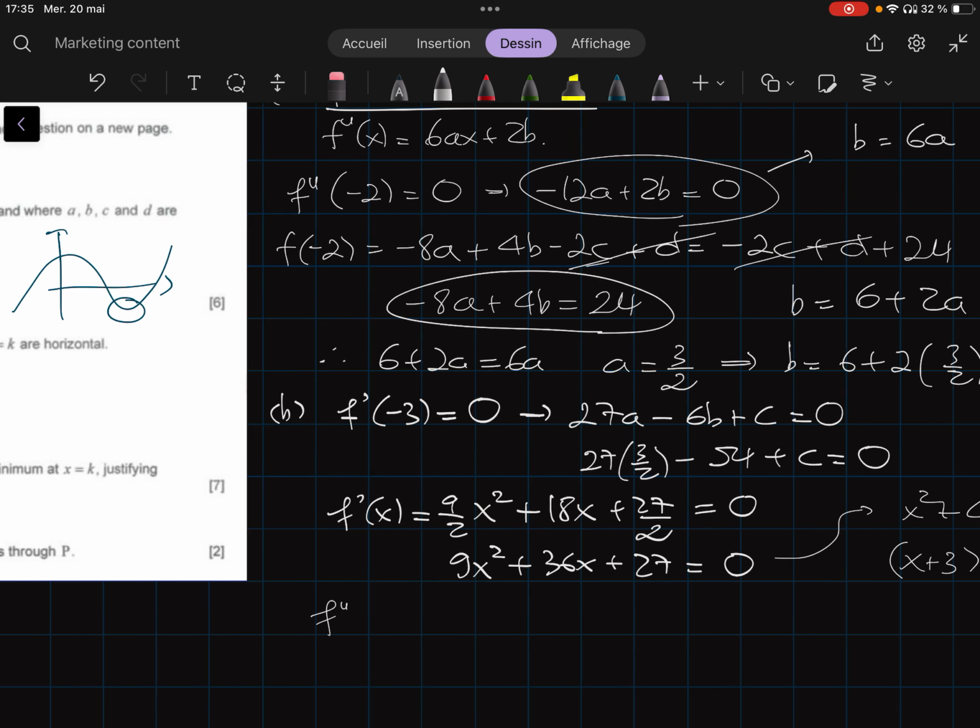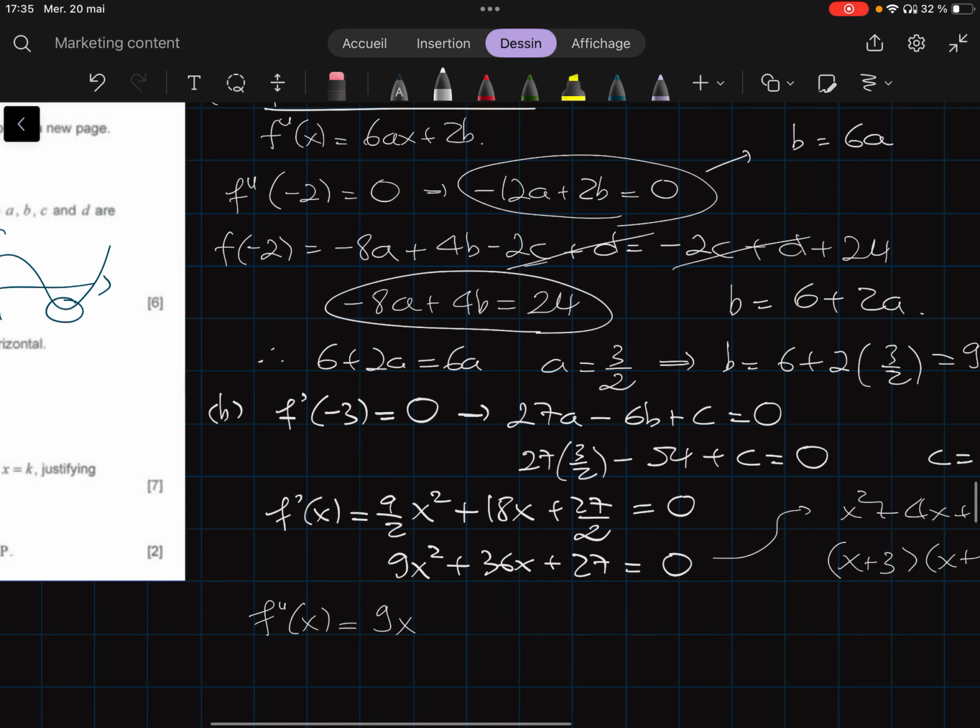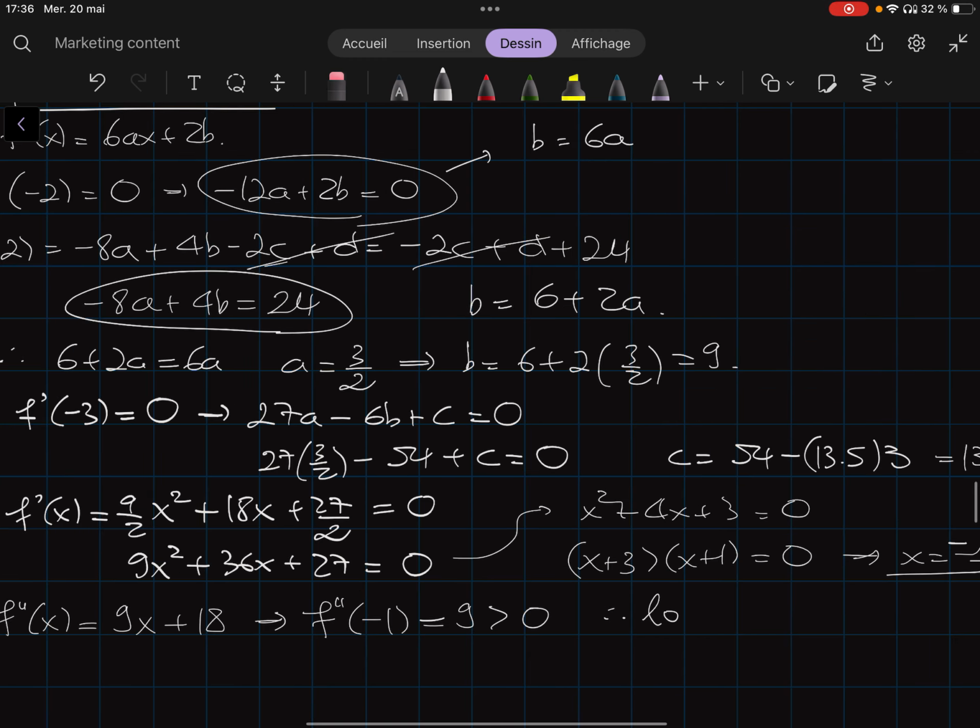The second derivative is equal to 6ax plus 2b. A is 3 by 2. B is equal to 9. And therefore, the second derivative at -1 is going to be 9, greater than 0. Thus, it is a local minimum.